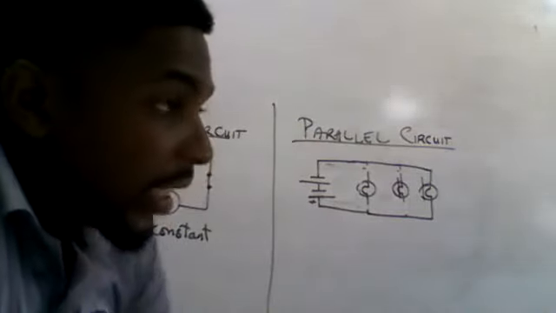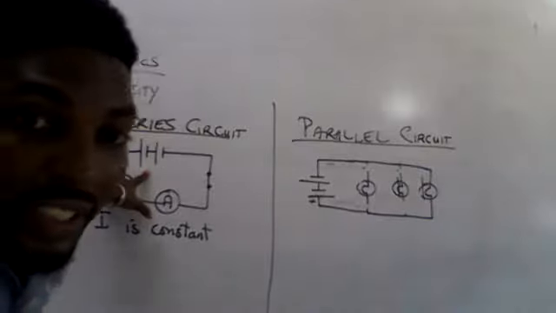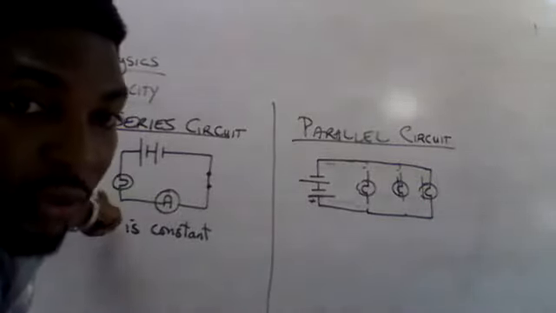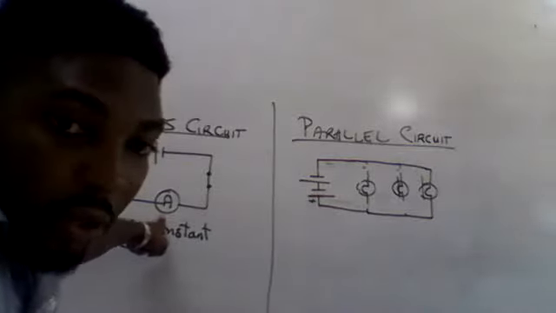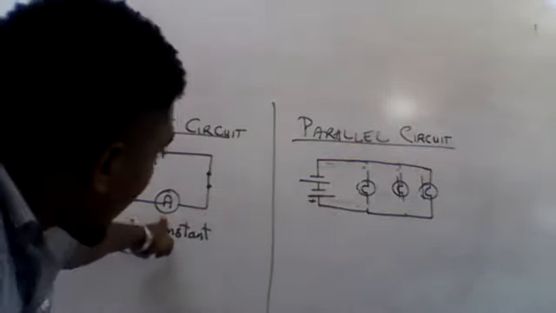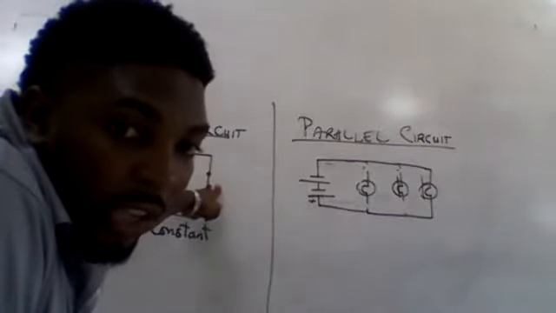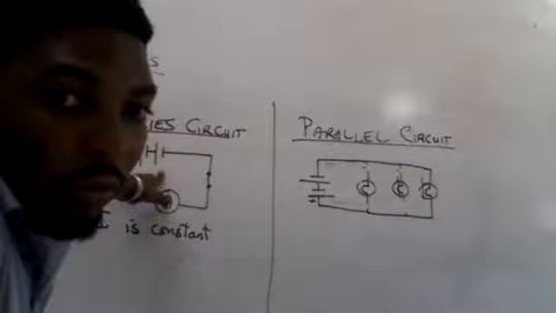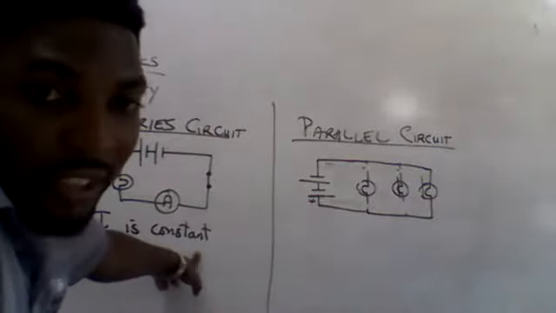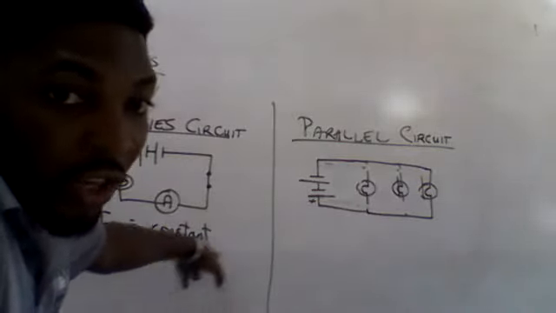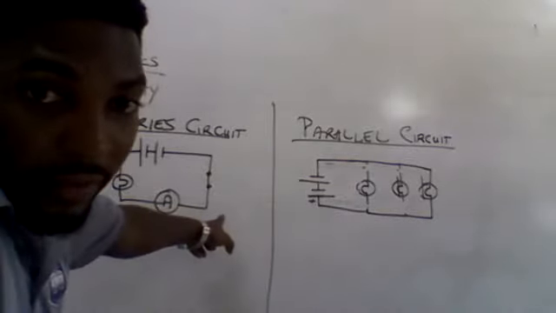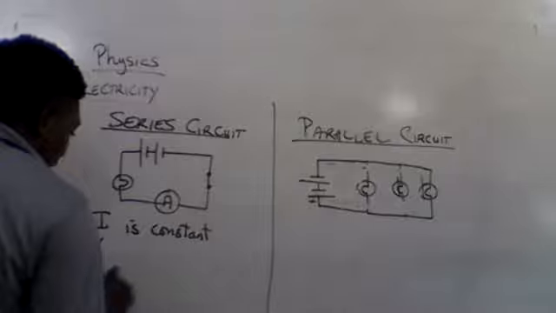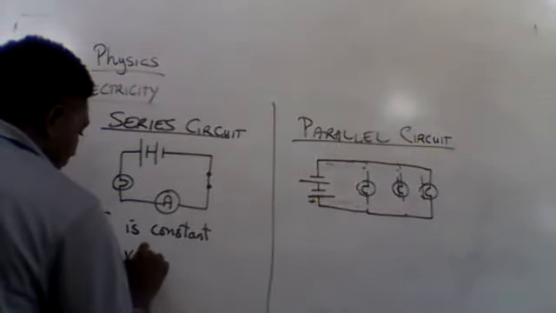So it means that if 3 amps of current is delivered by the battery, then 3 amps of current is going to travel through this bulb. It means 3 amps of current is going to be registered on this ammeter. It means 3 amps of current is going to pass through the switch, and 3 amps of current is going to go back to the battery. That is what it means by the current is constant. In a series circuit, the current always stays constant. Good? Next one is that the voltage varies.